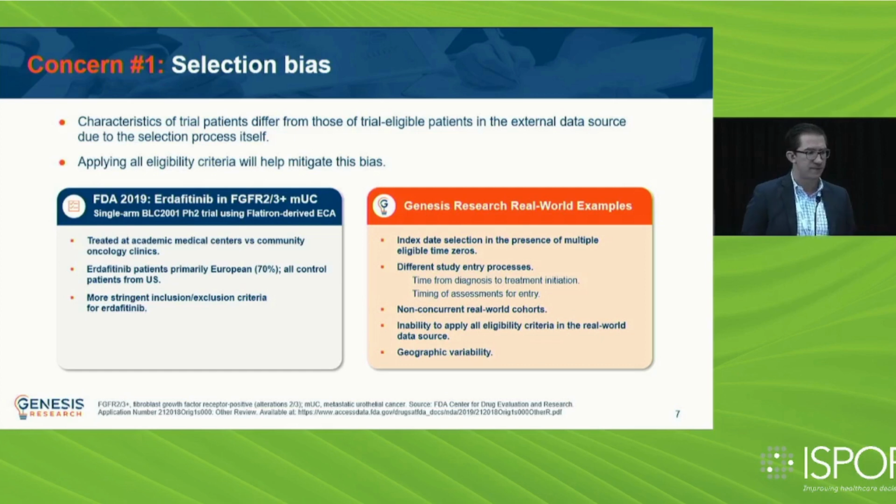At Genesis Research, we've conducted several of these external control arms, and some additional considerations that have come up through our practice is one, related to the selection of the index date, and in particular, because we're dealing with retrospective data, patients who are eligible for our external control arm can be eligible at multiple time points. Choosing the correct time point is an important consideration because we can introduce selection bias if we choose the wrong one. And we've done a bit of work on this that shows either selecting the first or all of the eligible lines will be the correct selection, but something like the last line would be introducing selection bias.